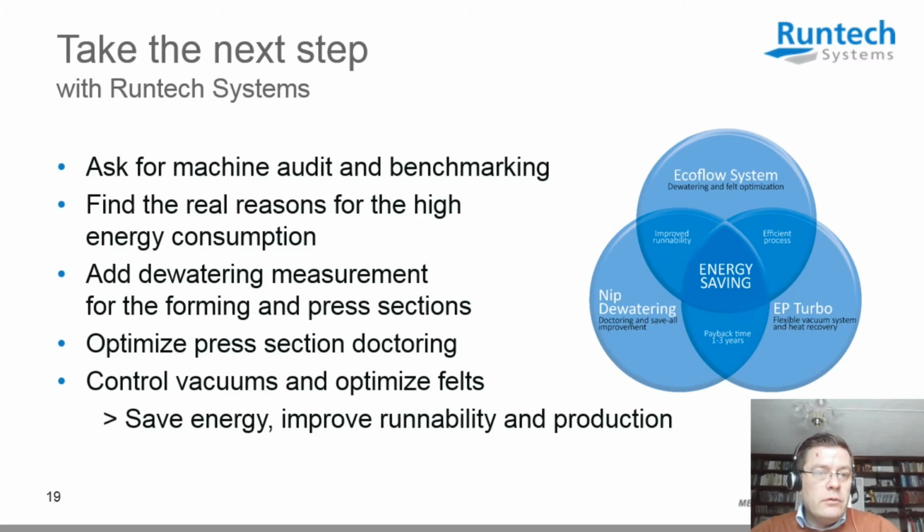What we can do for your process is control vacuum levels with Run Eco vacuum systems, add dewatering measurements for the forming and press section, optimize press section doctoring and save-alls, and optimize felts. With the improvements, you will save energy and improve runnability and production.